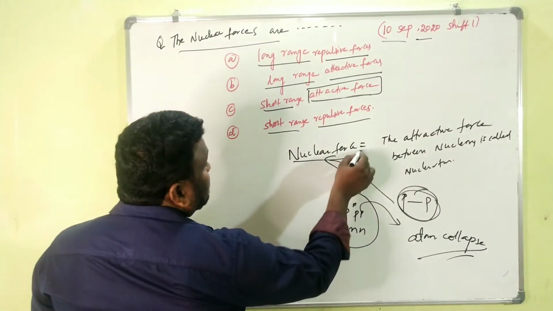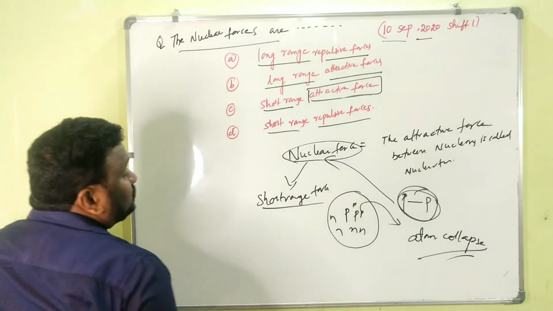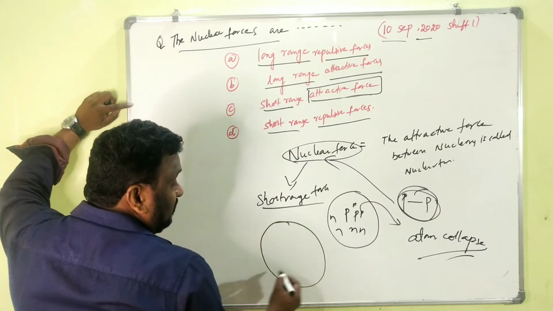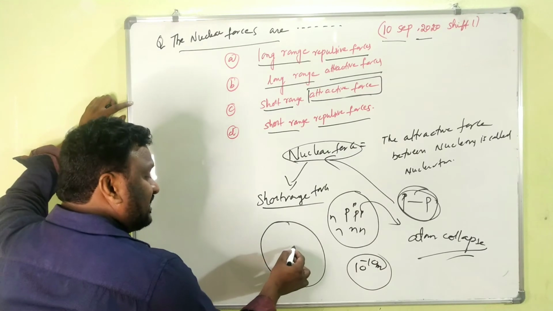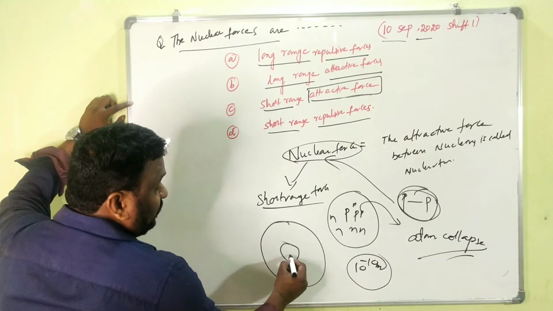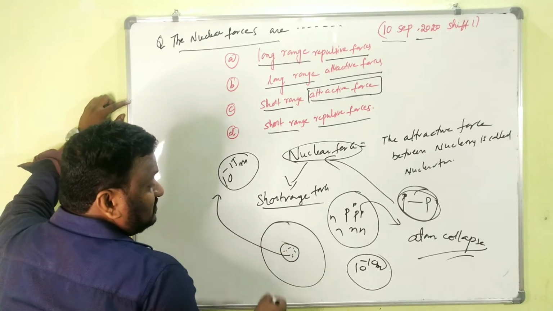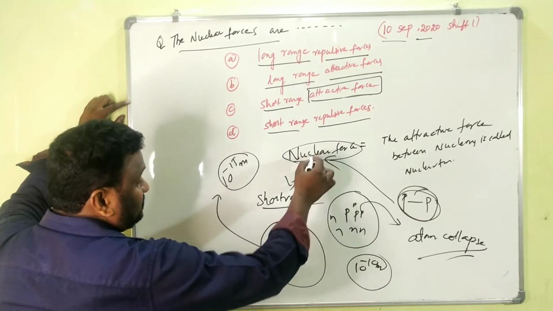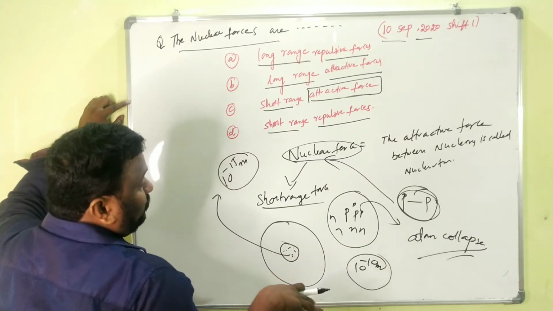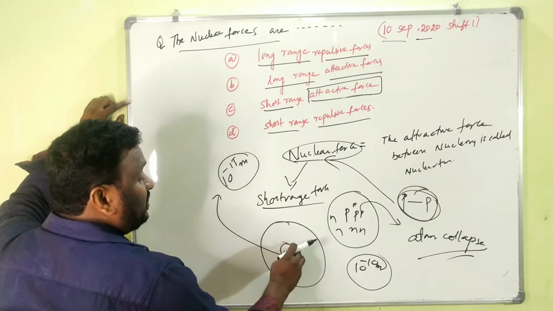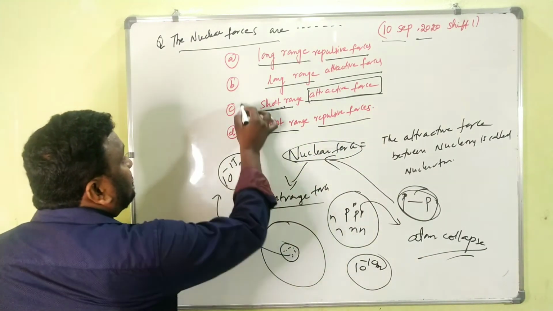And why are nuclear forces short range forces? Short range forces means, here the atom is very small. The size of the atom is 10^-10 meters. In that, again, the nucleus is very small. Nucleus size is 10^-15 meters. So where are nucleons available? In the nucleus. That's why the force between the nucleons is what we call nuclear force. That's why nuclear forces are short range forces, because the size of the nucleus is very small, and only in that are the nuclear forces available. That's why they are called short range, and they can experience the attractive force. That's why the third option is the correct one.